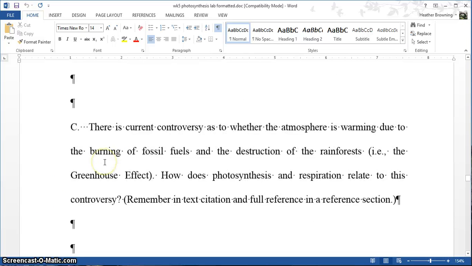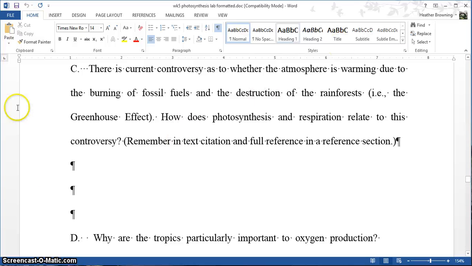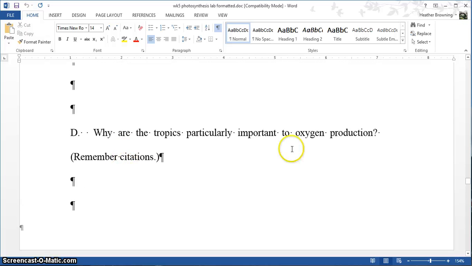Propose another experiment. There's a controversial one. So here's where you're going to want your reference. Was that in the other? Oh, whatever. I was going to say, did I tell you how to have a reference in the rubric? Not sure. You probably do, though, here, right? And then the tropics, particularly important to oxygen production.